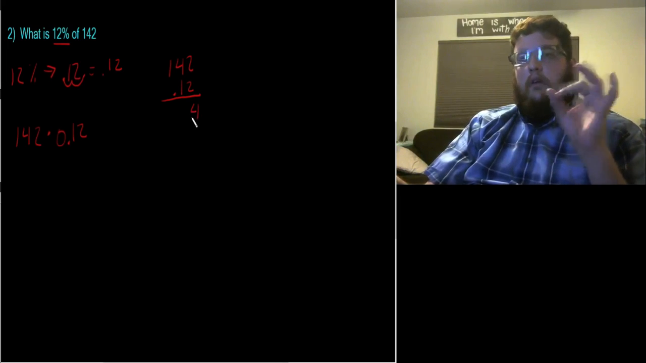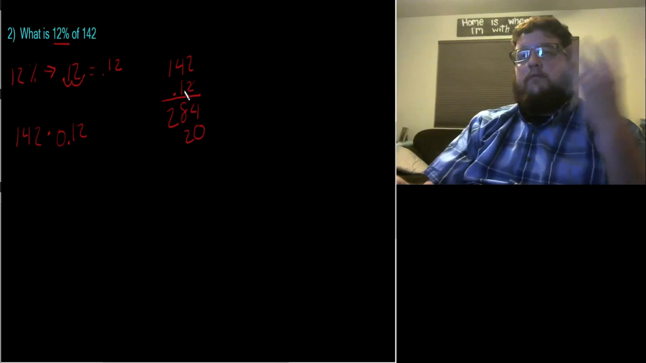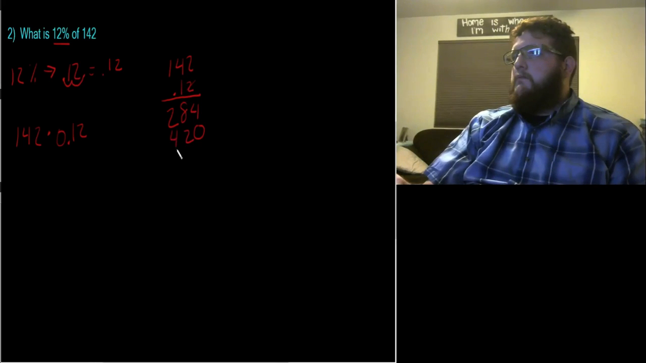Two times 2 is 4, 2 times 4 is 8, and 2 times 1 is 2. We'll go ahead and set a placeholder and move on to the next place value, sorry. 1 times 2 is 2, 1 times 4 is 4, and 1 times 1 is 1. I can now add these up to get my answer.